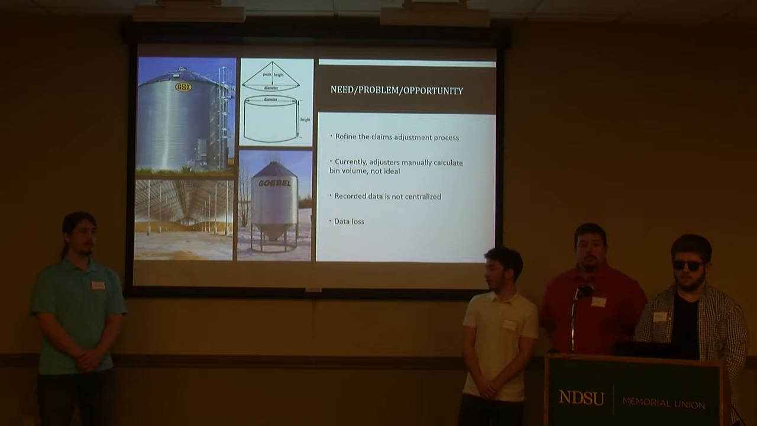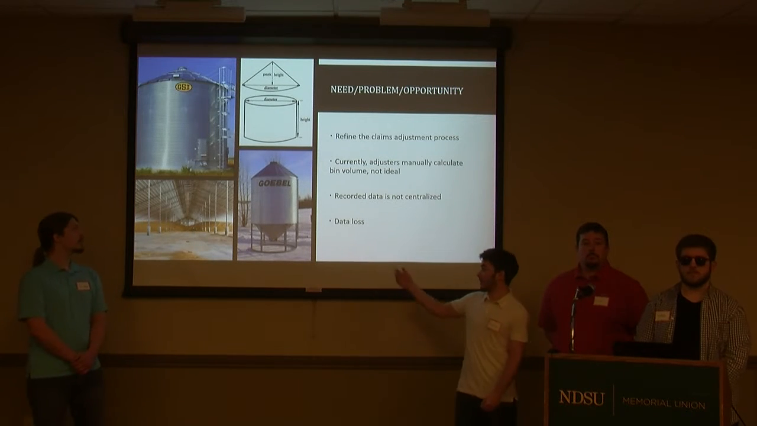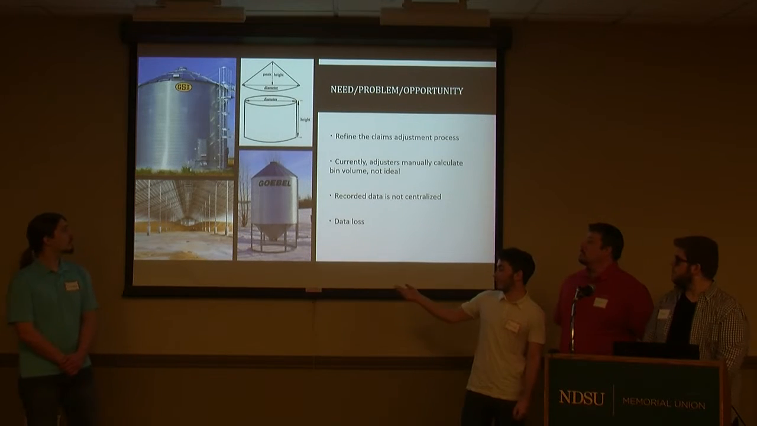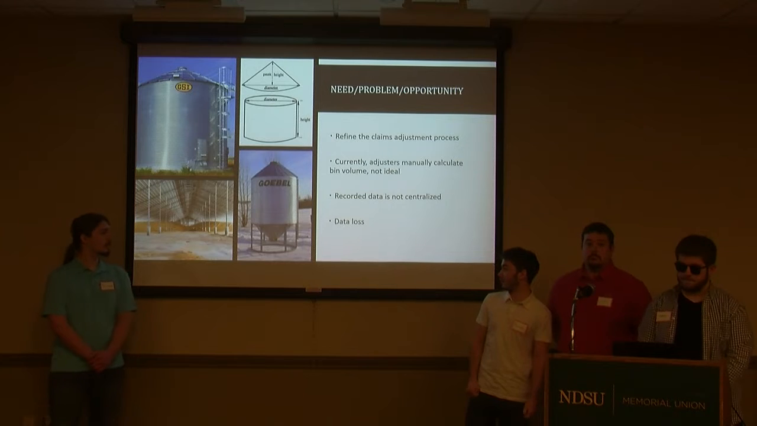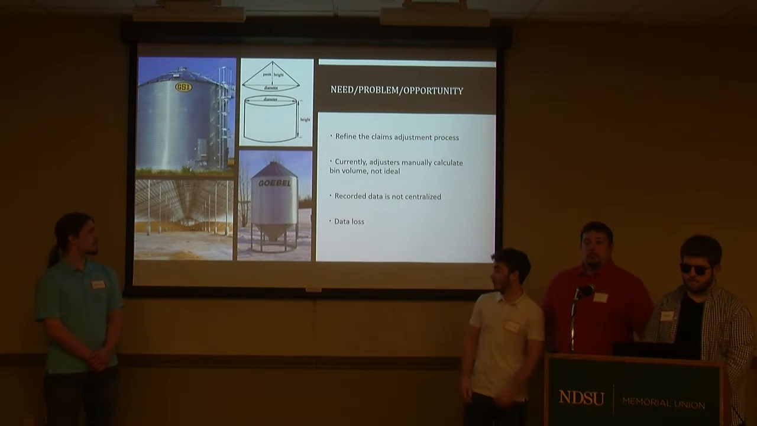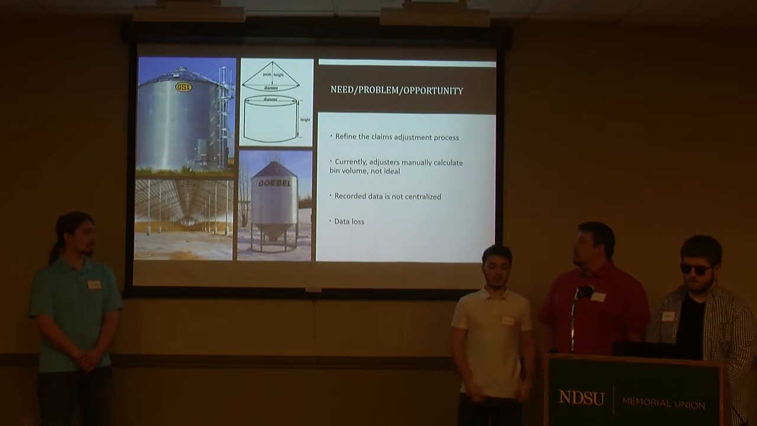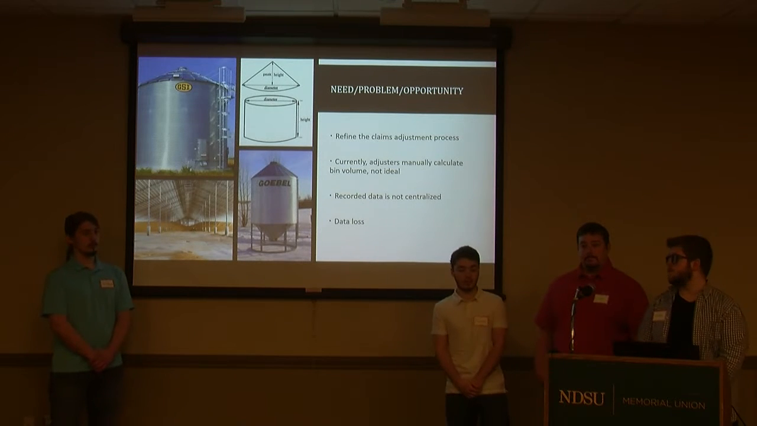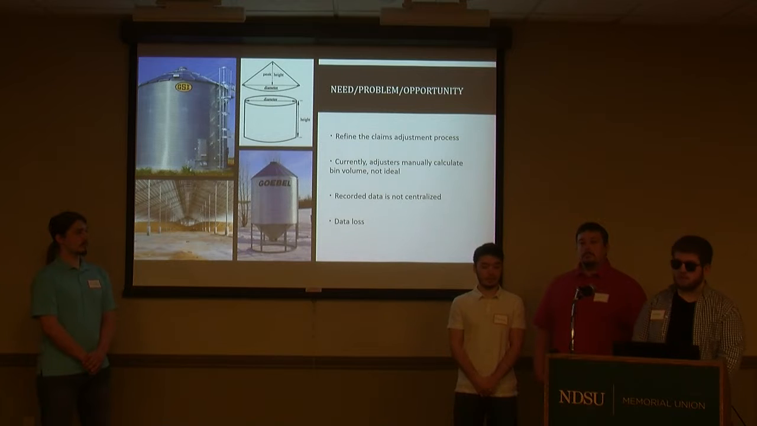To make it more difficult, there are actually several different types of grain bins. As you can see on the left, the top left is a round bin. Below that is an instance of a flat storage container. And to the right is another type of container. And all of these different containers have different calculations in order to find the total volume of the grain within them. And that can be pretty difficult without some sort of technology involved.